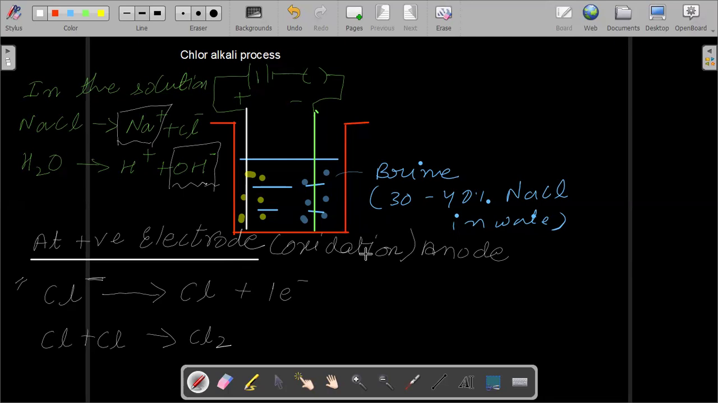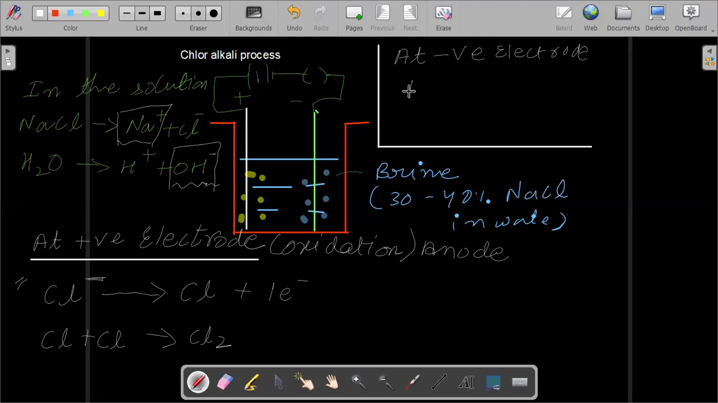Now let's see what happens at the negative electrode. Hydrogen gas is formed. So how will it be formed? Which ion will be moving? H plus. Okay, so at the negative electrode, the ion which is left out is H plus. So the H plus ion moves towards the negative electrode.